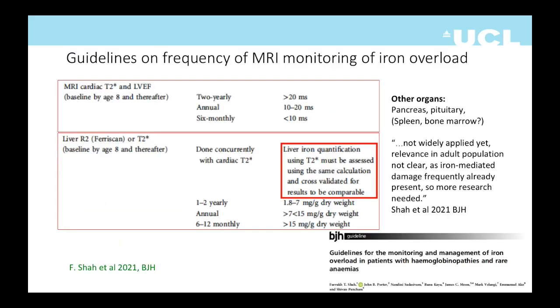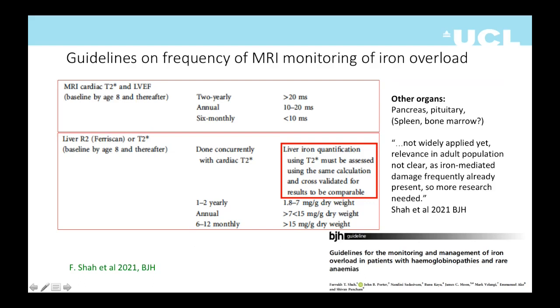And I'm glad that in last year's British Journal of Haematology guidelines for monitoring of patients with hemoglobinopathies, both methods were actually allowed. So both the Ferriscan and the T2 star method are allowed and advised to be used in routine management and monitoring of these patients. And there is a note for liver iron quantification using T2 star that it must be assessed using the same calculation and cross-validated for results to be comparable.